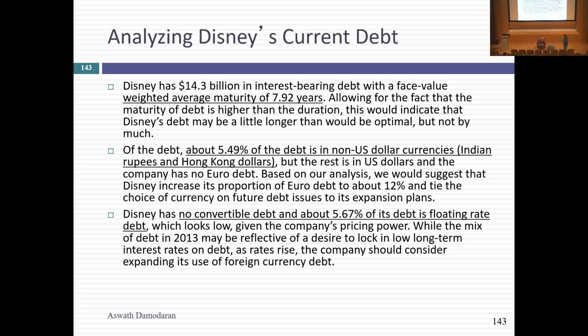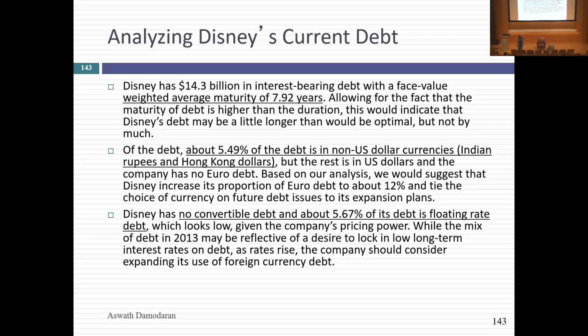They have about 5.5% of the debt in non-US dollar currencies. I would have expected to see a higher number. How high? Based on their revenue breakdown, about 18%. So it looks like they have too little foreign currency debt. And finally, on floating rate debt, they have about 5.67% of their debt as floating rate debt. But given what we saw with Disney's pricing power, I would expect that number to be higher. So the bottom line is I would expect the debt to be a little more short term, a little less dollar based, and a little more floating rate.